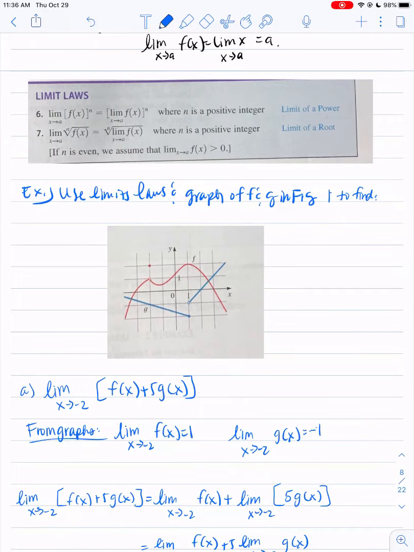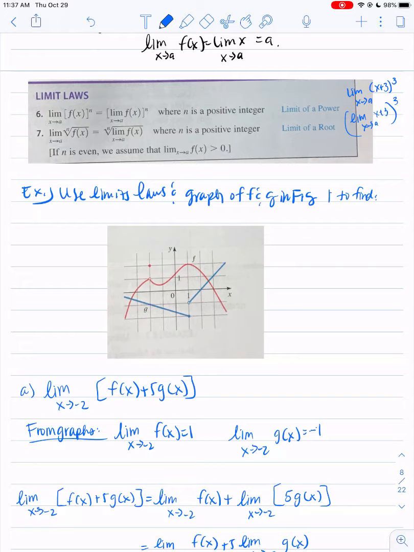Some more limit laws: we have the limit of a power and the limit of a root. If we have the limit as x approaches a of f of x to some power, this is just the limit as x approaches a of f of x, and then to that power. That would be like if we had the limit as x approaches a of x plus 3 cubed. That would be like if our f of x is x plus 3, so we could do the limit as x approaches a of x plus 3, and then cube that.